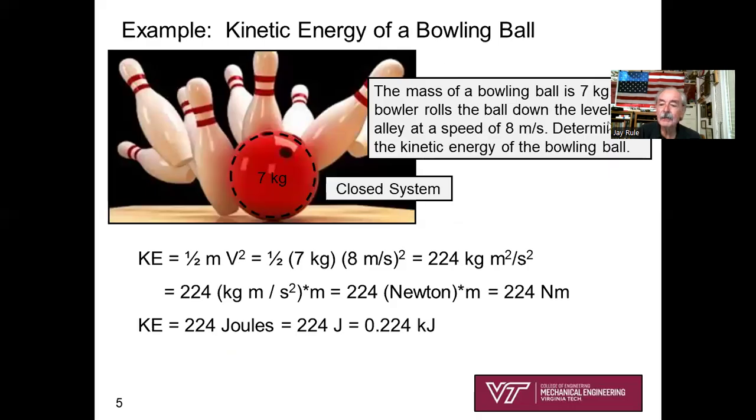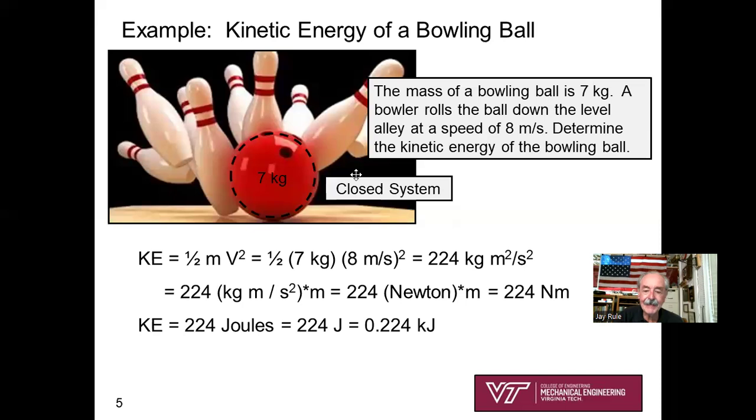Okay, so let's do a little example problem to get started. Let's determine the kinetic energy of a bowling ball. Let's quantify that. The mass of a bowling ball, I've shown it here in the sketch, is 7 kilograms. Notice how I've drawn my sketch. I put a little dash line to show that the bowling ball is the closed system.